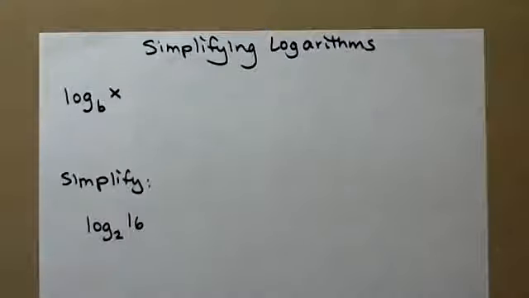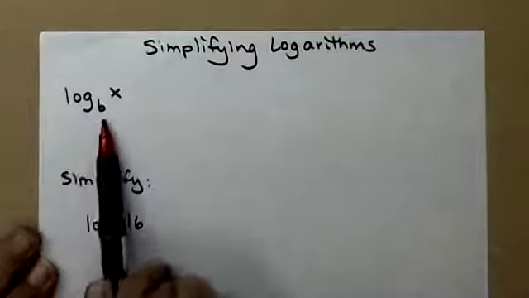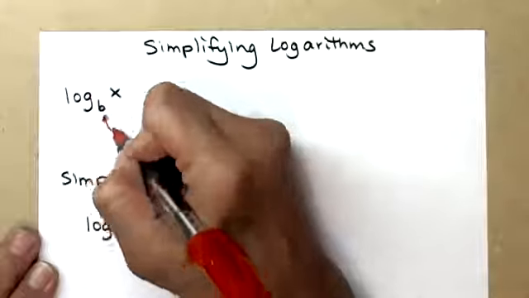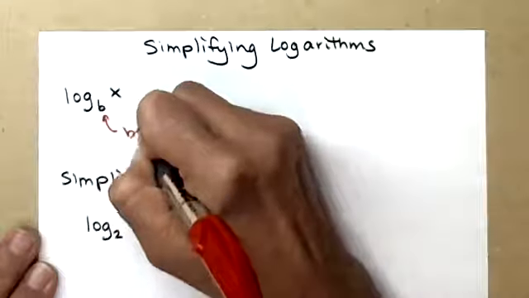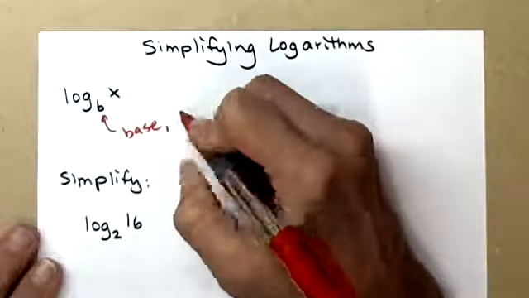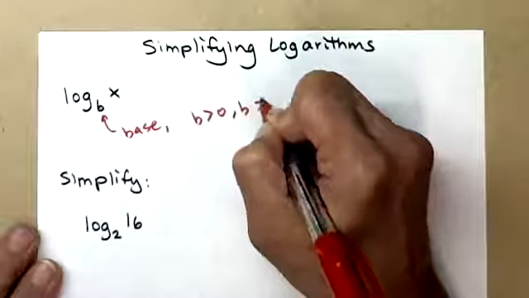So I'm going to work through some examples of simplifying logarithms. First, as long as we know the vocabulary, the way I would read that first expression is log base b of x. The little number, a subscript, is called the base. It'll be a number, and the base has to be greater than 0 and not 1.